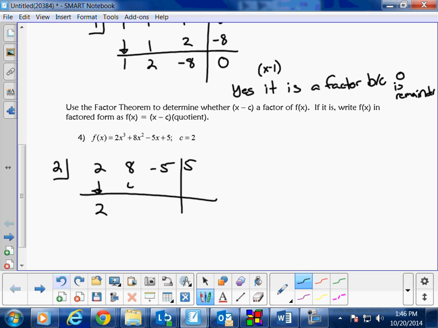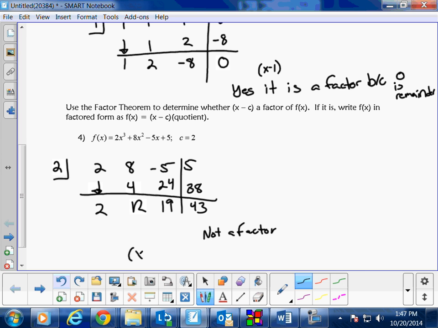2 times 2 is 4, 12. 2 times 12 is 24, and we end up getting 19. 2 times 19 comes out being 38, and from there 43. Now, it's not a factor, so I'm not going to write it in this x minus c form, because it says if x minus c is a factor. It's not a factor. If it makes you feel better, you could still write it in that quotient form.